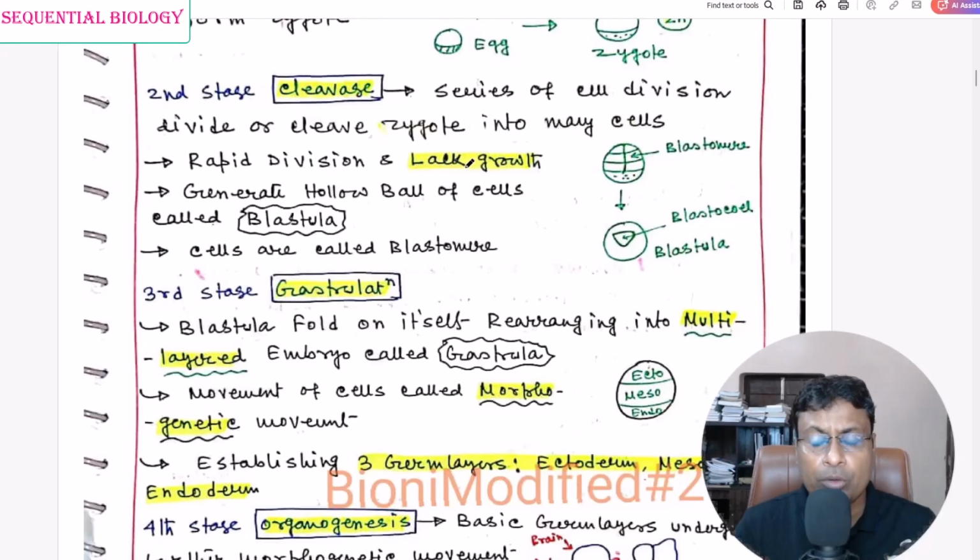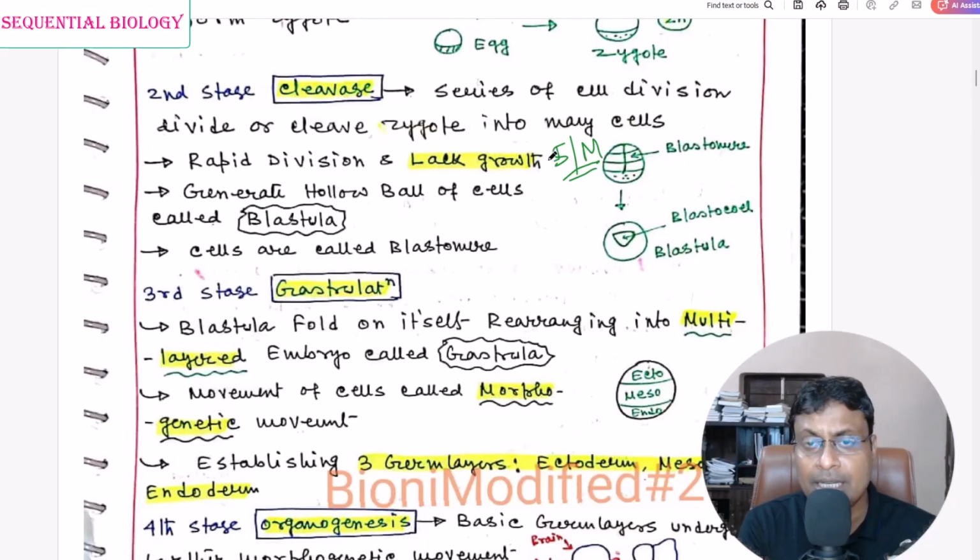And usually we know in the cell cycle there are M phase, G1 phase, S phase and G2 phase. But in case of cleavage, only S phase and M phase are present. No growth phase can be seen during cleavage. So cleavage is a very rapid division and it lacks the growth phase. And it generates a hollow ball of cells which is known as blastula.